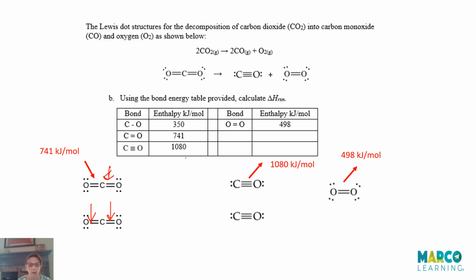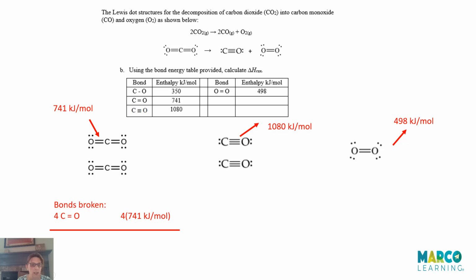On the product side, we have energy being released. So carbon monoxide, we have 1080 kilojoules, and the oxygen double bond is 798. So now it just becomes a matter of us summing up what's there. So on the reactant side, we have 4 carbon-oxygen double bonds.